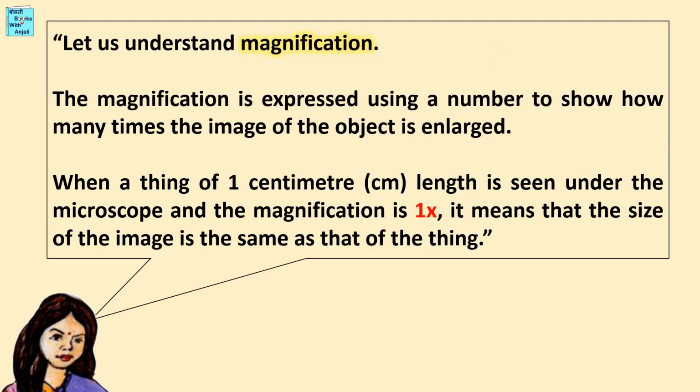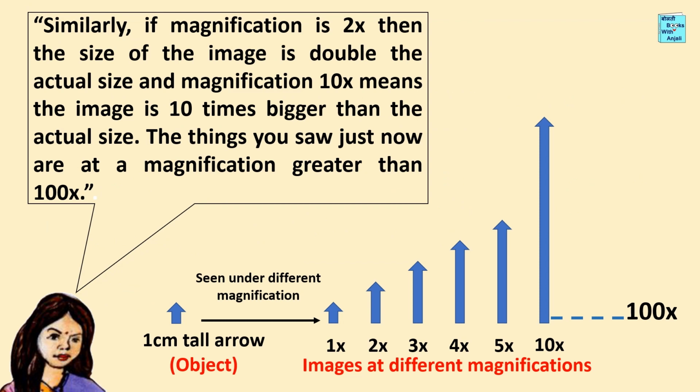Let us understand how magnification is expressed. The magnification is expressed using a number to show how many times the image of the object is enlarged. When a thing of 1 centimeter length is seen under the microscope and the magnification is 1x, it means that the size of the image is same as that of the thing. Similarly, if magnification is 2x, then the size of the image is double the actual size. And magnification 10x means the image is 10 times bigger than the actual size.